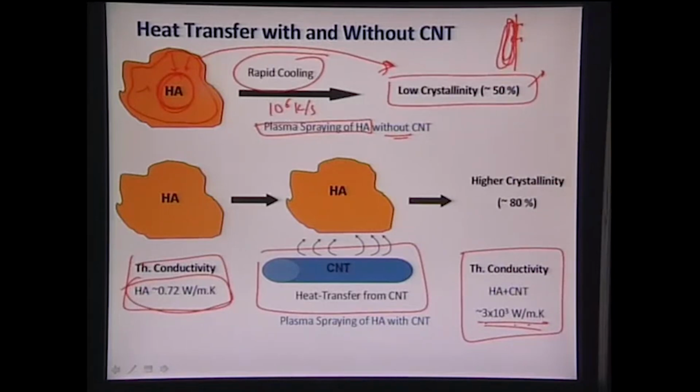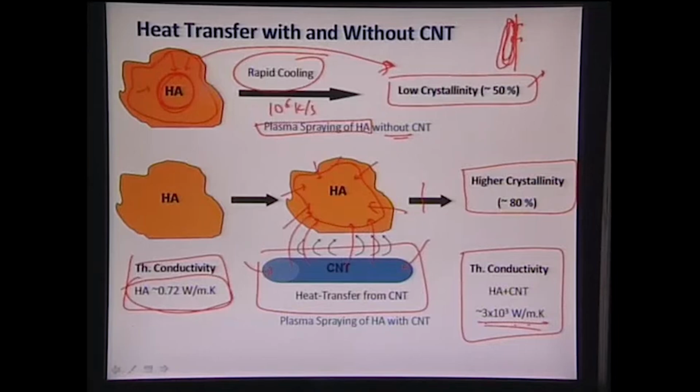So what happens? During the heating process, CNT will absorb most of the heat. Once CNT has absorbed most of the heat, it will acquire enough heat that it can transfer it back to the hydroxyapatite once it is impacted onto the substrate. So now hydroxyapatite, once it is impacted onto the substrate, will start getting heat from the CNT, and now it will get enough time to get crystallized, because some heat is being supplied to it from CNT. So CNTs keep giving heat to it, and then it achieves very high crystallinity. So that is the difference once we have hydroxyapatite with and without CNT.